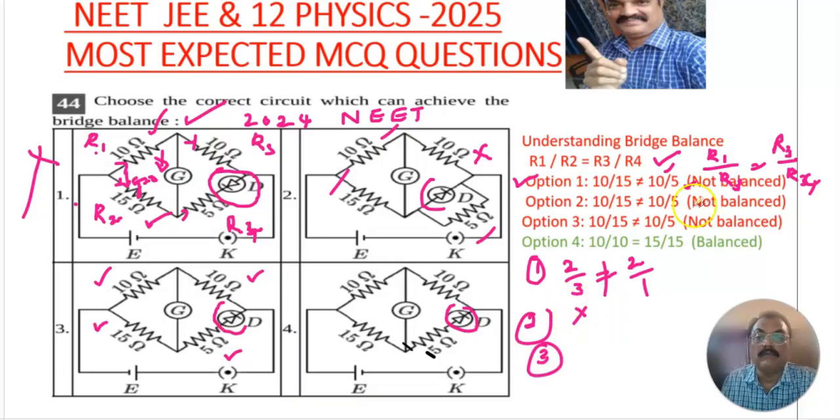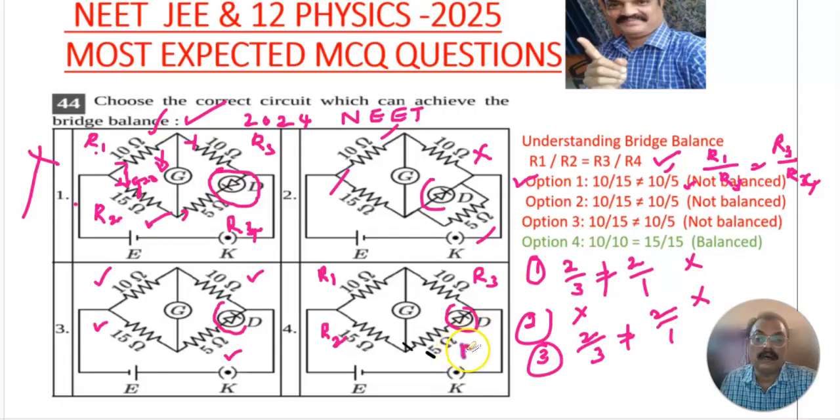Third one is what you are going to get here, 2 by 3 and 2 by 1. So again 2 by 3 is not equal to 2 by 1. So this is also wrong. Then come to the fourth one. Fourth one is R1 is given 10, R2 is given 15, right? R3 is given again 10 and R4 is given again 15.